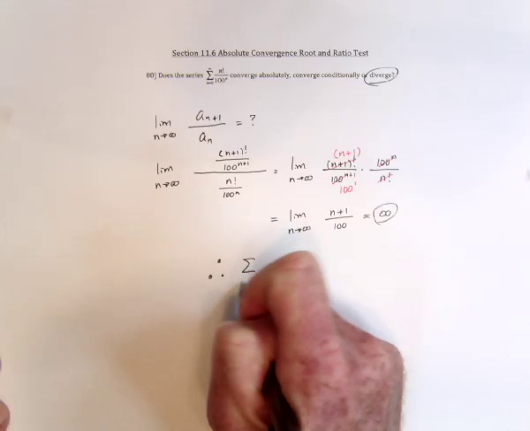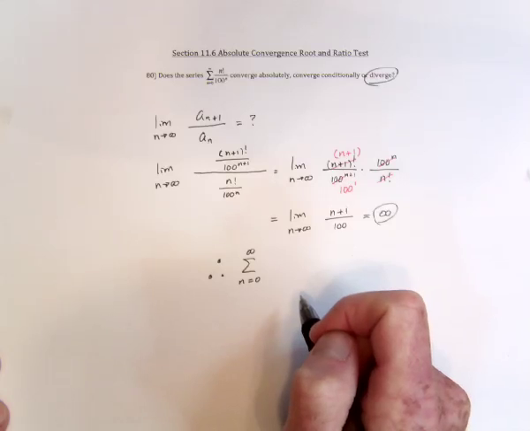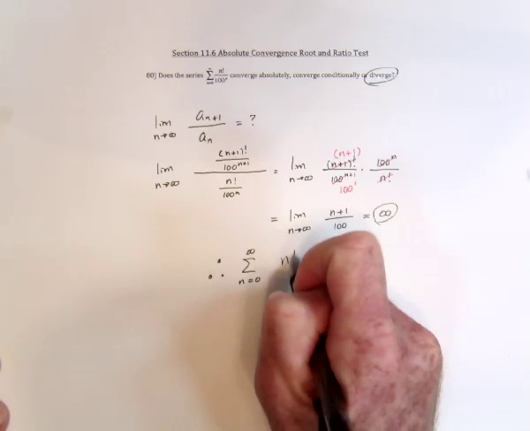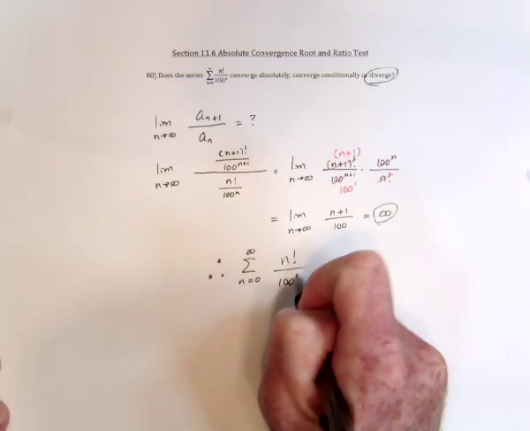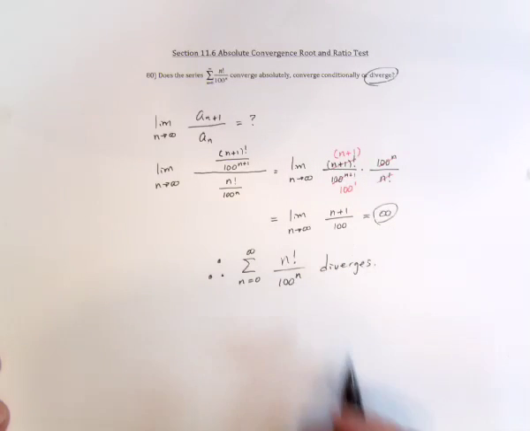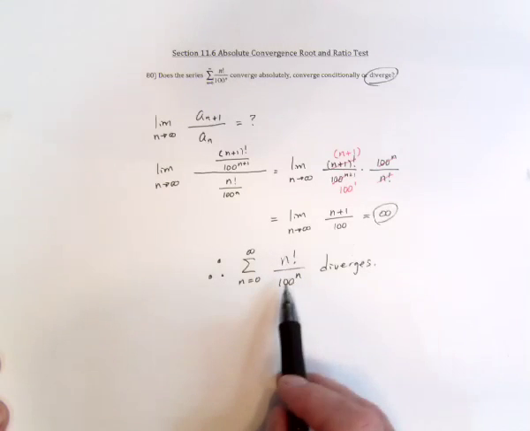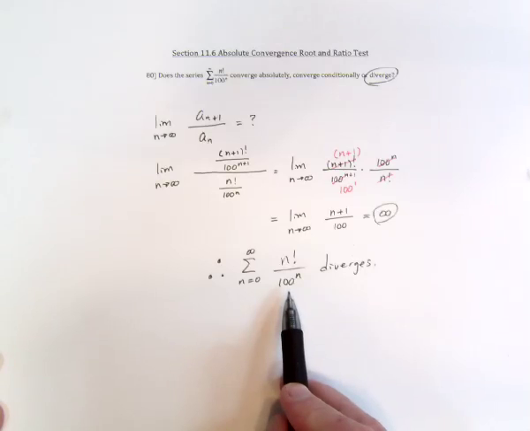So this one from 0 to infinity diverges because n factorial is so powerful. Another way to look at it, since n factorial is so powerful, is if you inverted it, if you had n factorial in the denominator, then because it's so powerful and you're dividing by it, it will make the fraction so small that it would converge.